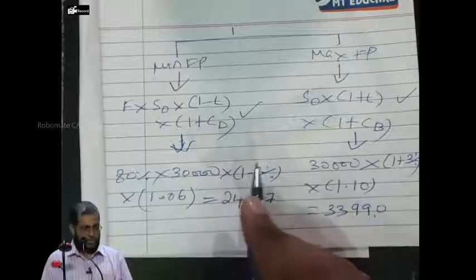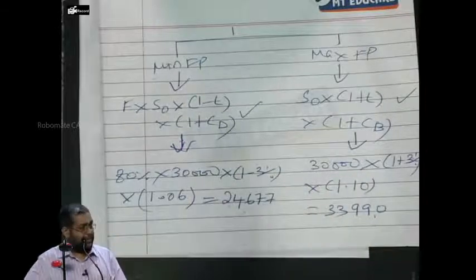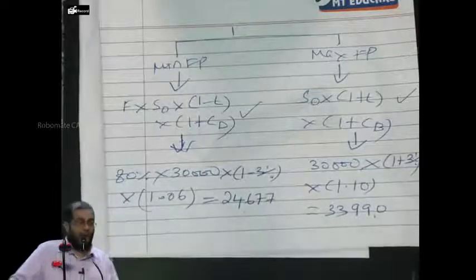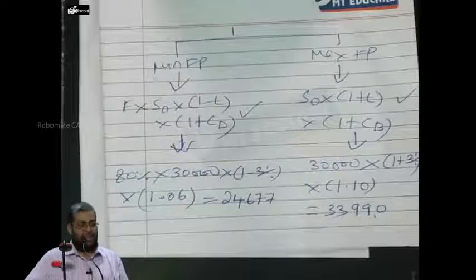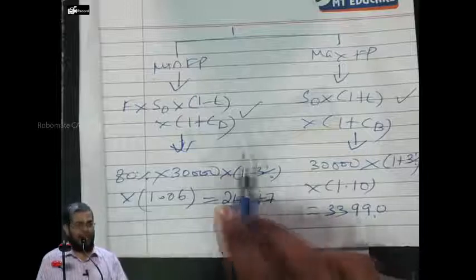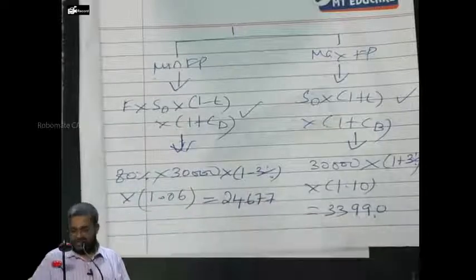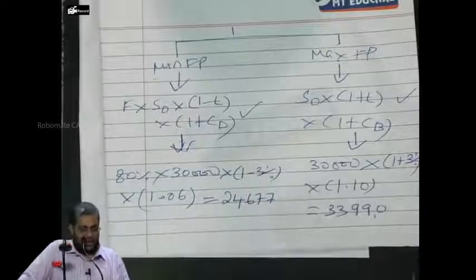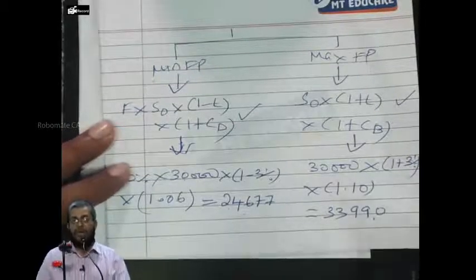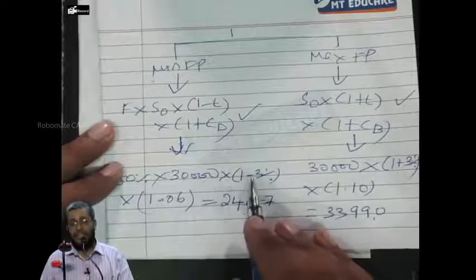Of the amount due, he will release only how much? 80%. Of the amount due, he will release only 80%. Is that understood? Full stop. Hence, the amount deposited is, how much we deposit? 80% into 30,000 into 97%.